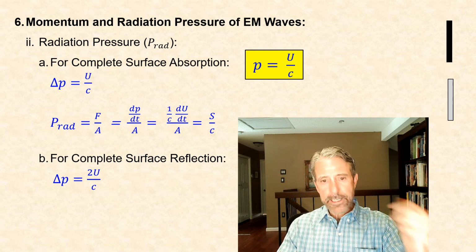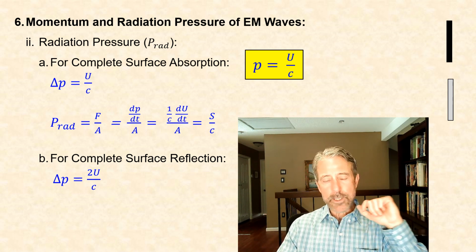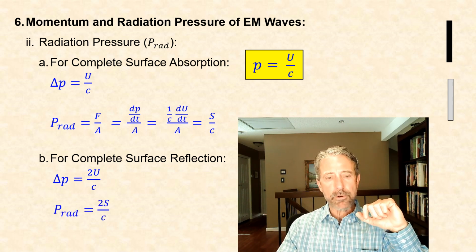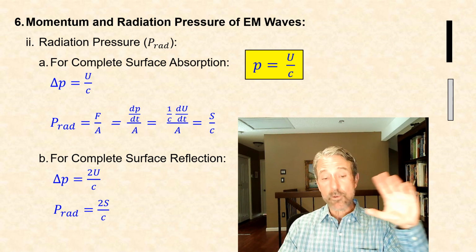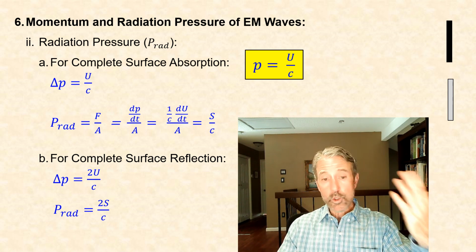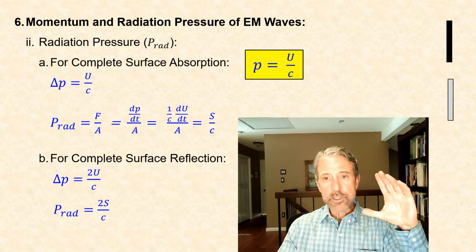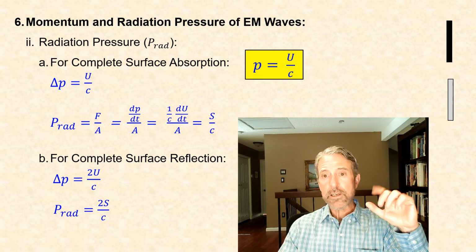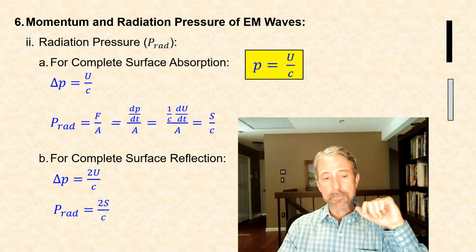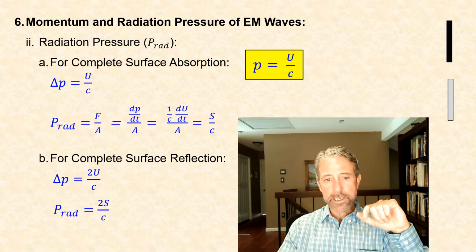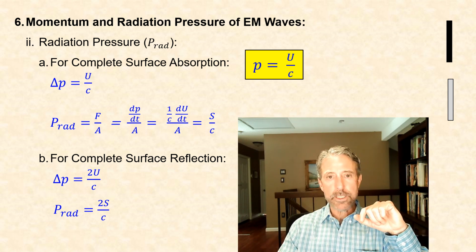So basically, what we're saying then is that this is going to have the same effect on radiation pressure. We can then reason that the radiation pressure corresponding to the case of complete surface reflection of the wave would have a value of 2 times the Poynting vector magnitude divided by c.